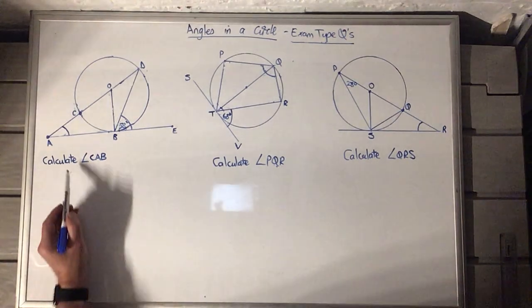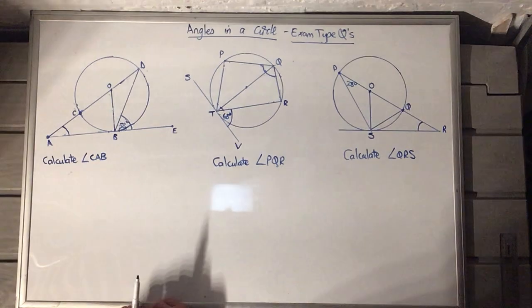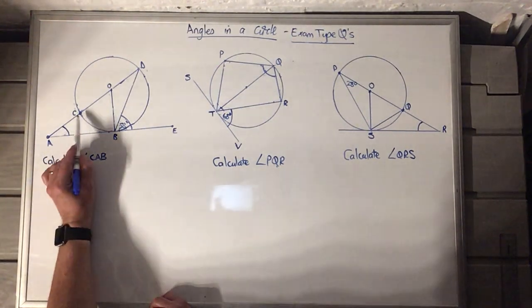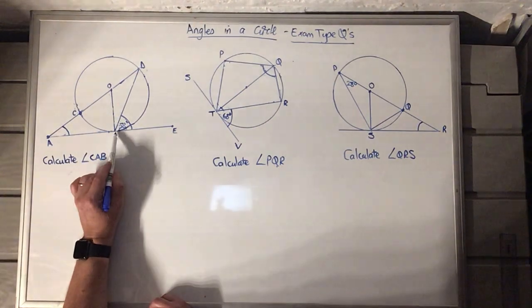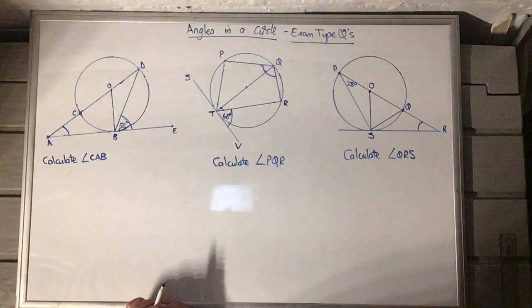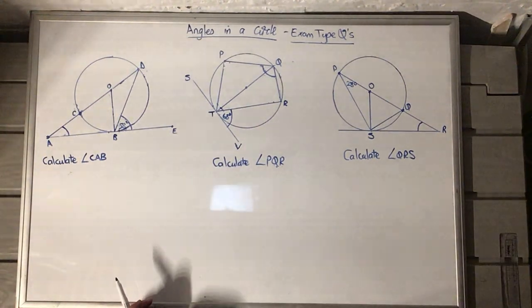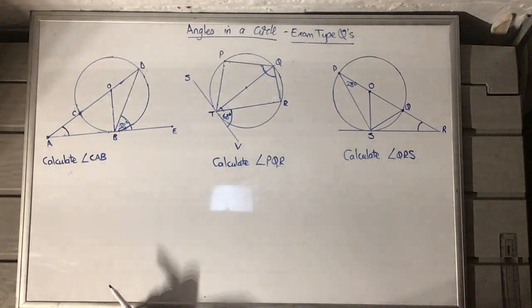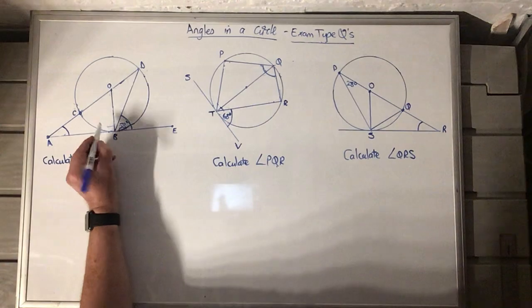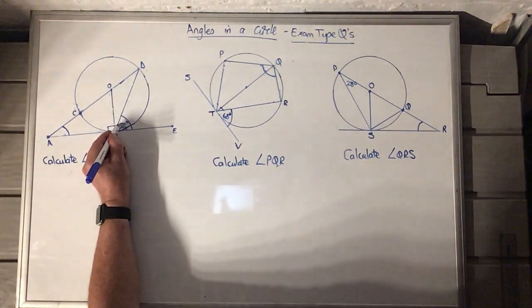First question says, calculate the angle CAB. So CAB, that's that angle there. So we have to find out what that angle is going to be. Well, we're only given 58, that's all we know there. So there must be properties that you need to spring into your head. So tangent line, so that tells you this is 90 degrees. So that's 90 degrees there. Okay. And the other side must be 90 degrees.